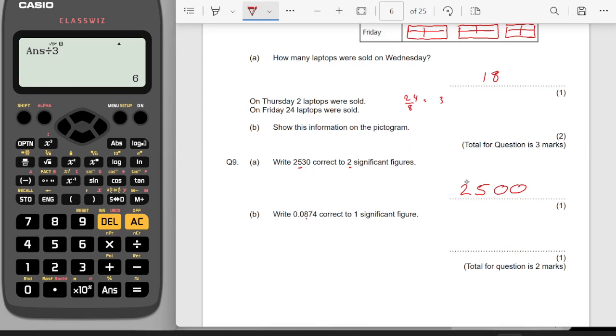And then part B, write 0.0874 correct to 1 significant figure. So again, the 8 is currently the first significant figure, and we need to decide whether to keep it as an 8 or round it to a 9. The number behind the 8, the third decimal place, is a 7, so we would round it up, so that would become 0.09.